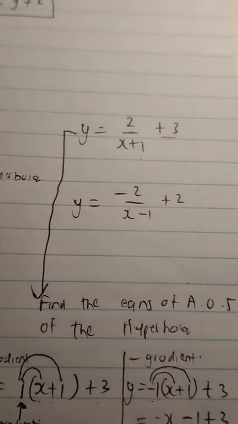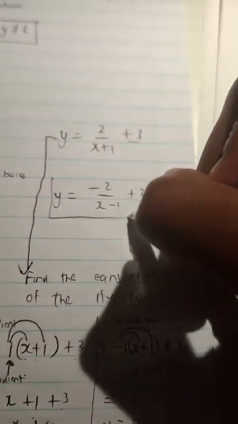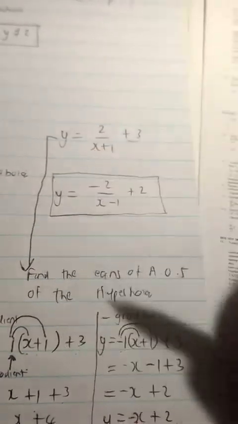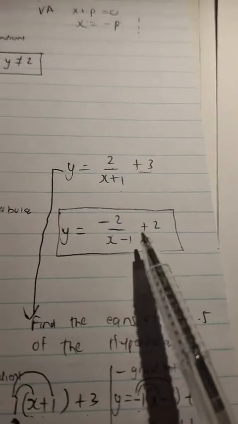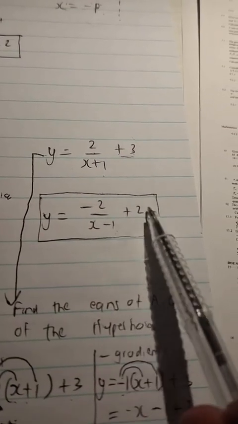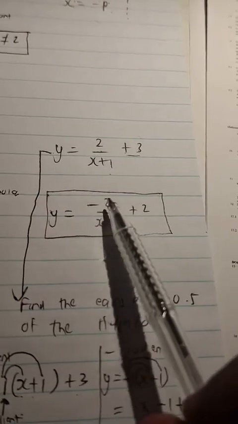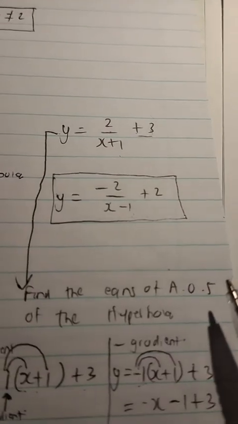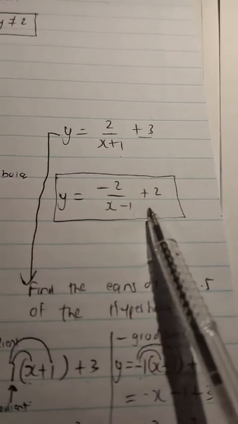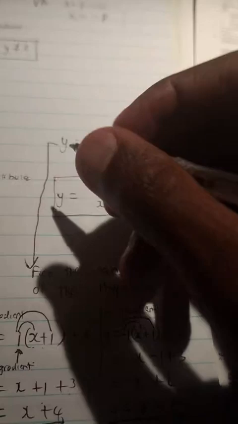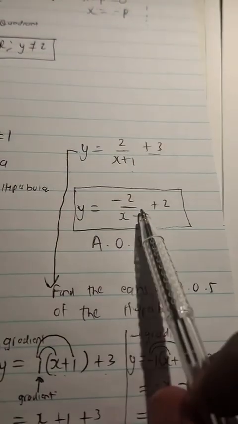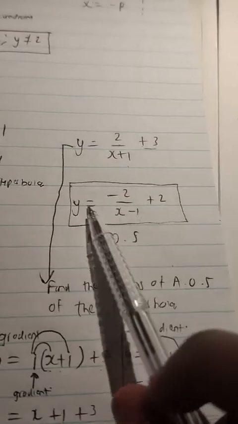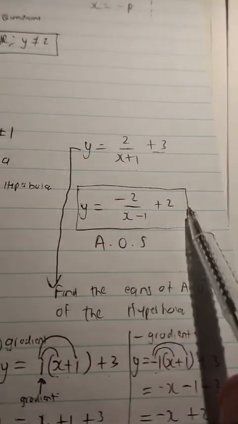Can you guys help me now find the equations of the axis of symmetry if my hyperbola function is y is equal to negative 2 over x minus 1 plus 2? Yes, you can. Can you help me find now the equations? I want the equations of the axis of symmetry for when the hyperbola function is given as this.